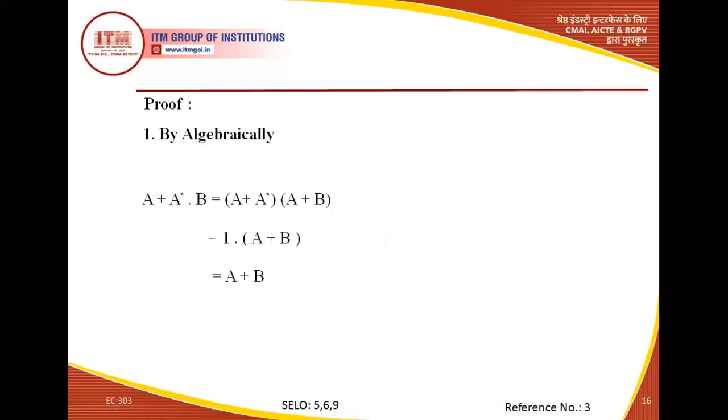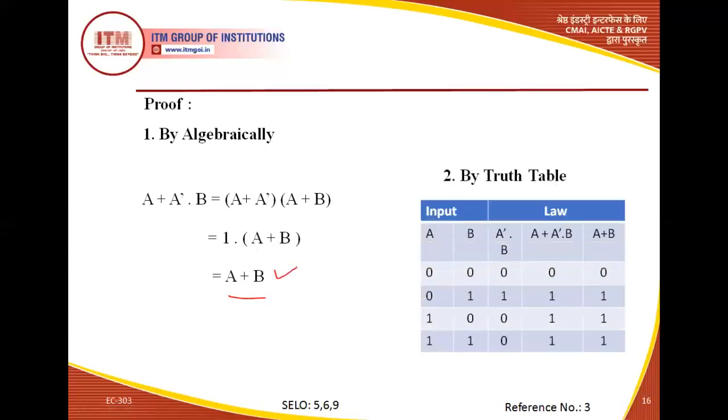So algebraically, we know that by the distributive law, A plus A dash B becomes (A plus A dash) and (A plus B). So A plus A dash, we see, gives the result 1, and if we perform the AND operation of 1 with A or B, it will give the output A or B. Okay. Now we can also see it by truth table.